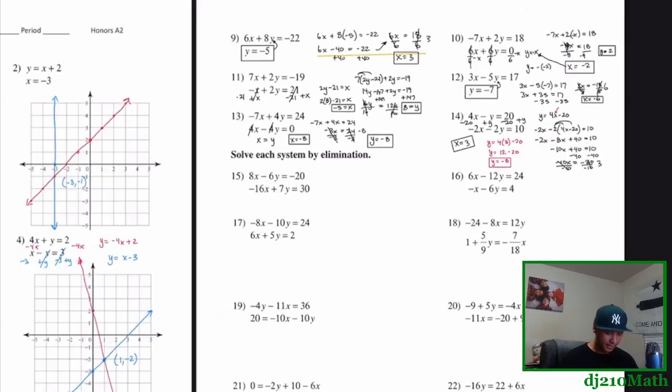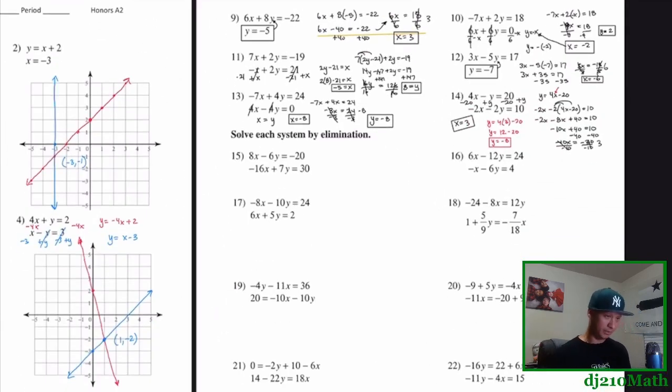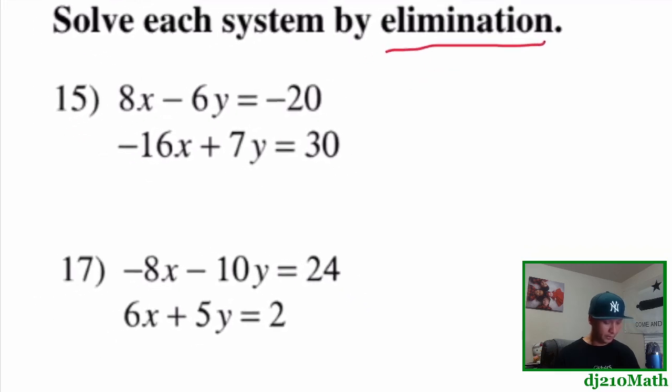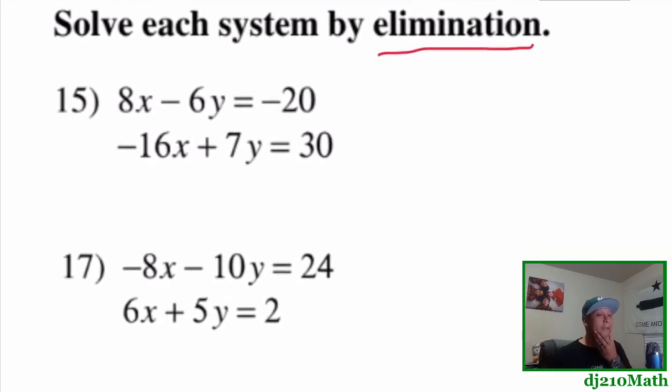Okay, that is the substitution method. So now we're switching gears. Elimination method. We have 2, 4, 6, 8, 10. All right, we can do this. All right, so now we're using the elimination method. All right, a little bit more work.